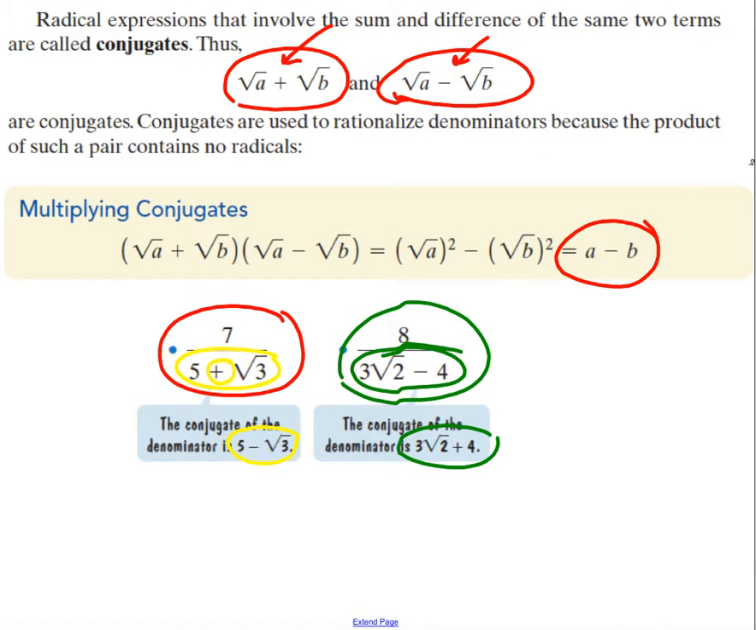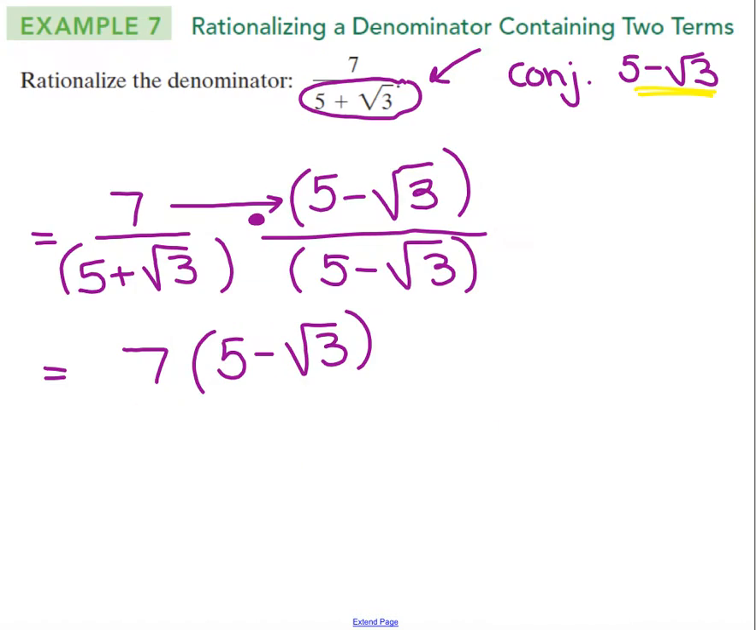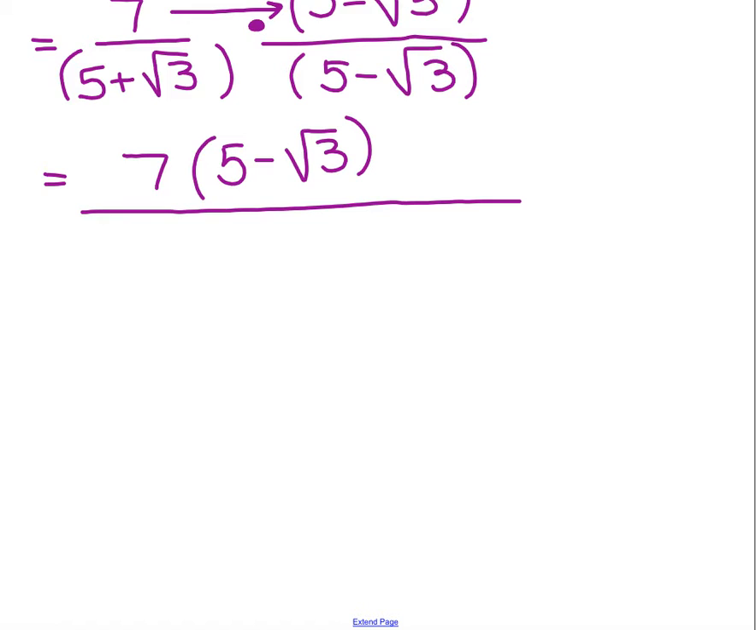Now, if you remember from the previous slide, here we are, multiplying conjugates. When you FOIL them, first, outside, inside, last, the middle terms are going to cancel. The radicals are going to cancel, and you're left with a minus b. So I'm going to show you this down below. You don't have to go through this much work when you actually multiply. So I'm going to do first, outside, inside, last. First is 5 times 5 is 25. Outside: 5 times negative square root of 3 is negative 5 square roots of 3.